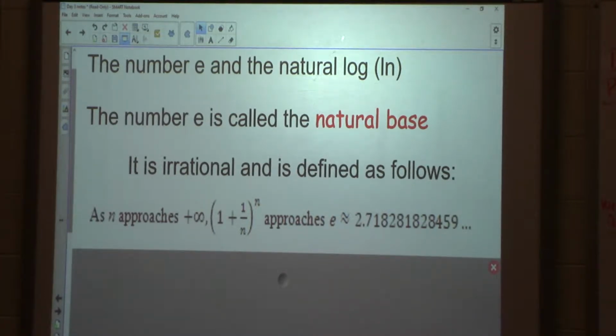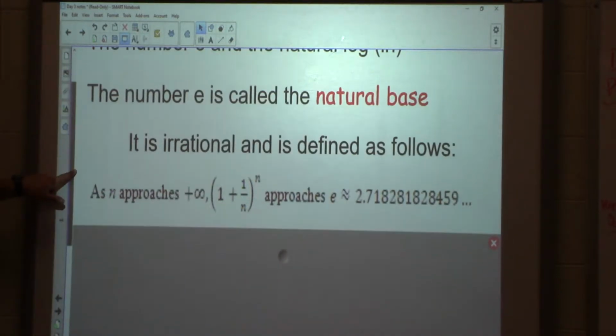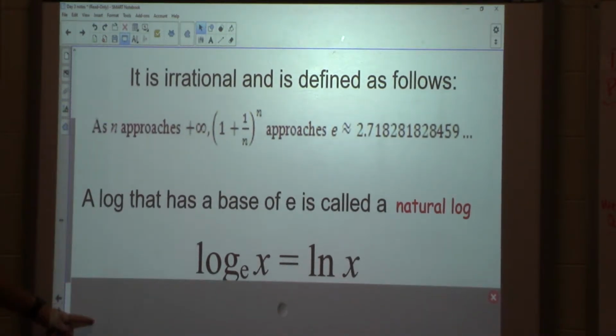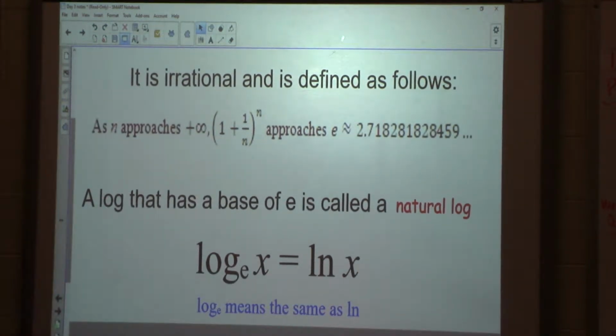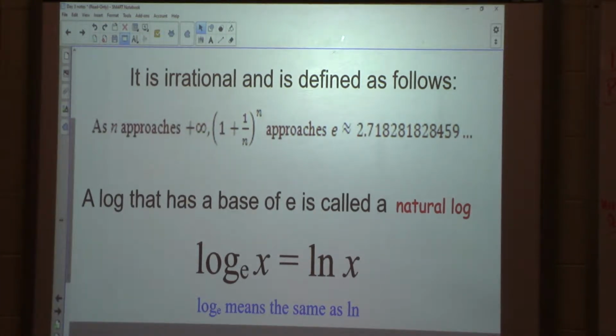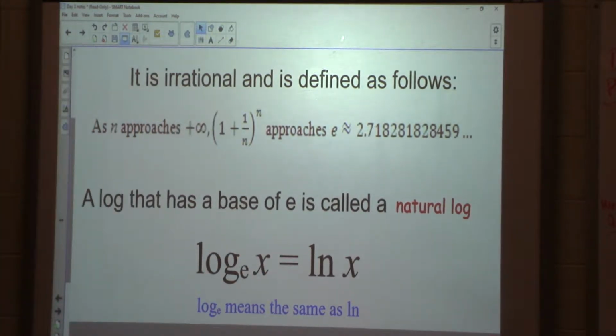We're going to use it as a base for one of our logs, and it's what we call the natural logarithm. So it is the natural base, and a log that has a base of e is the natural log. The natural log is written as ln. I know it's kind of backwards, but it basically means log with a natural base. Anytime you see log base e of x, we can change it to ln of x. On your calculator, I think right below the log button, there's an ln button. That's for your natural log, a log with a base of e.